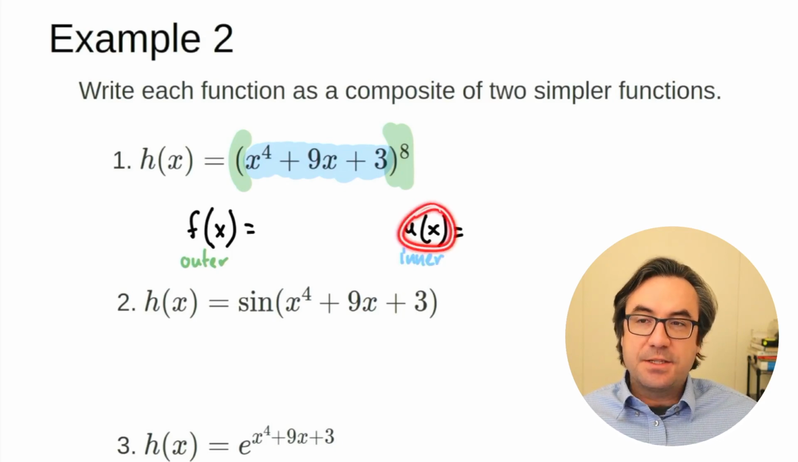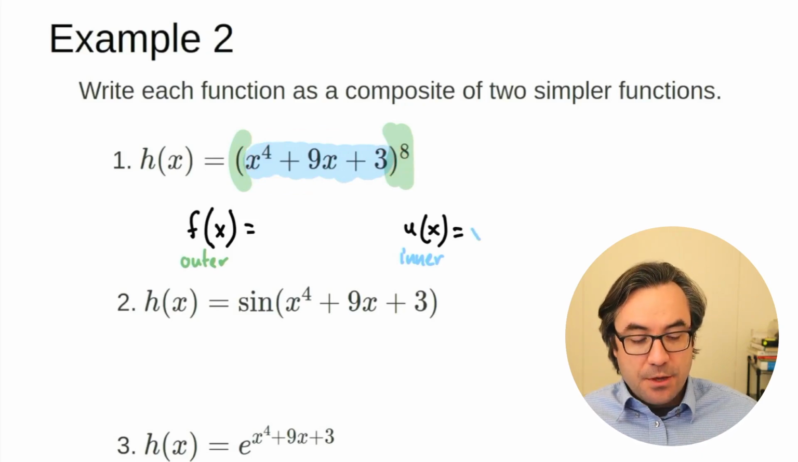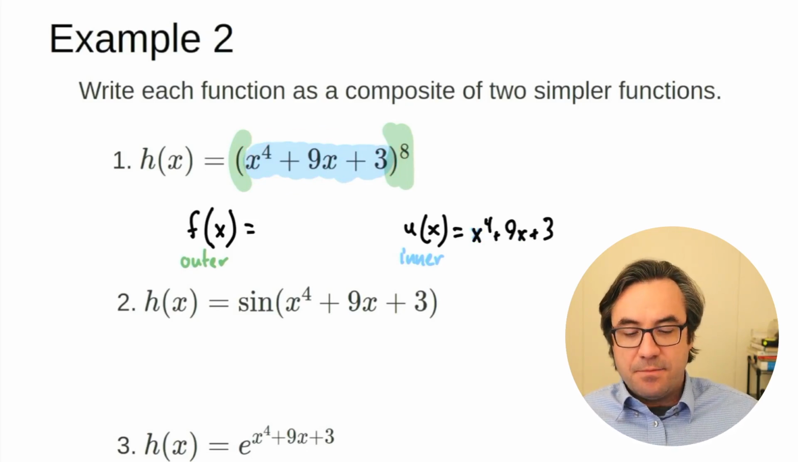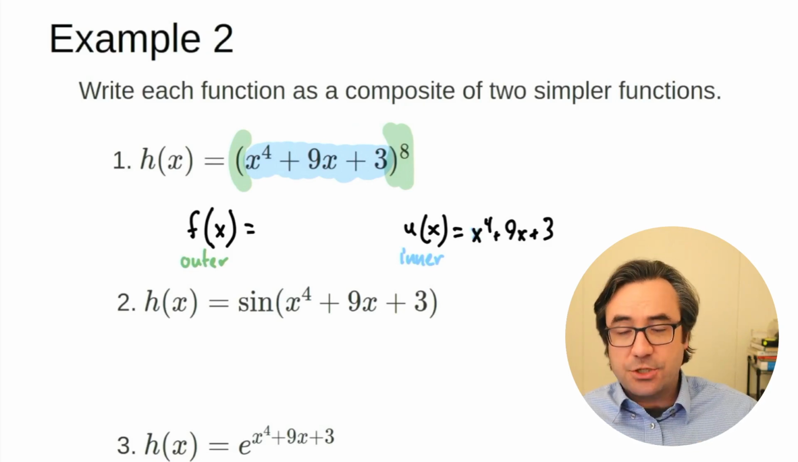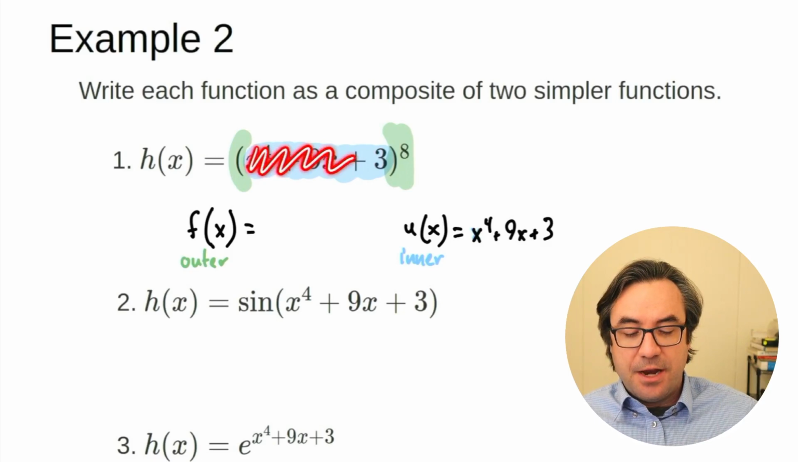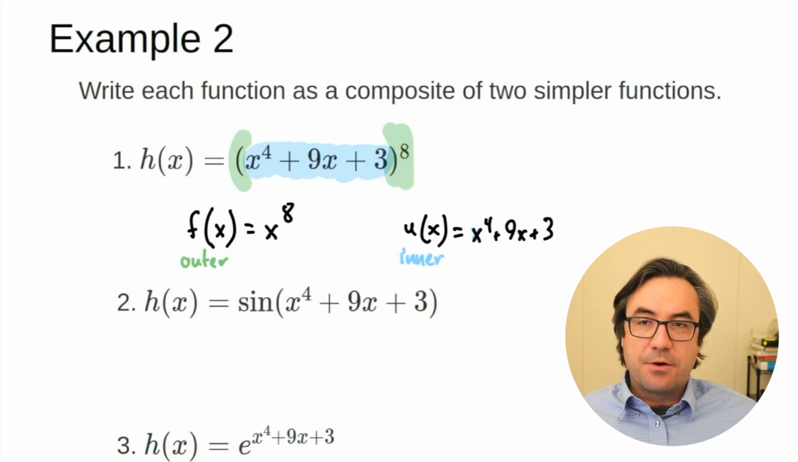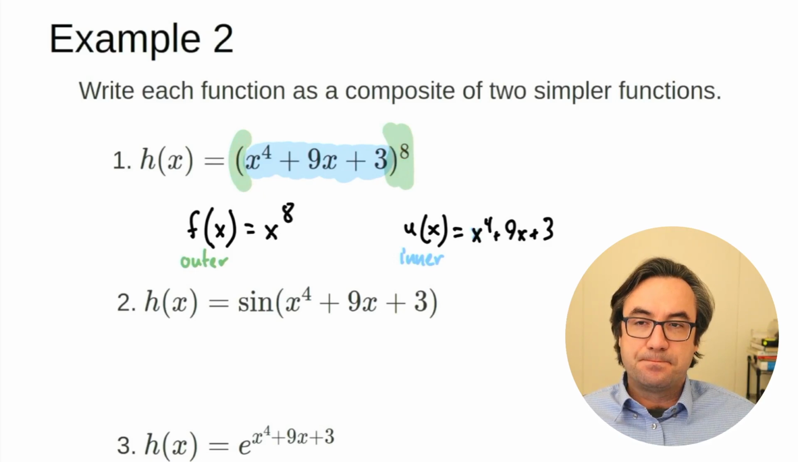And so for u of x, we're just going to take all this stuff that's inside the parentheses, and that's going to be our inner function. So the x to the fourth plus 9x plus 3. That's our inner function. And then imagine just collapsing all this down and calling this whole thing just a big variable. And actually, that's what we're doing. We could consolidate all of this and just call it u. So our outer function is raised to the power 8.